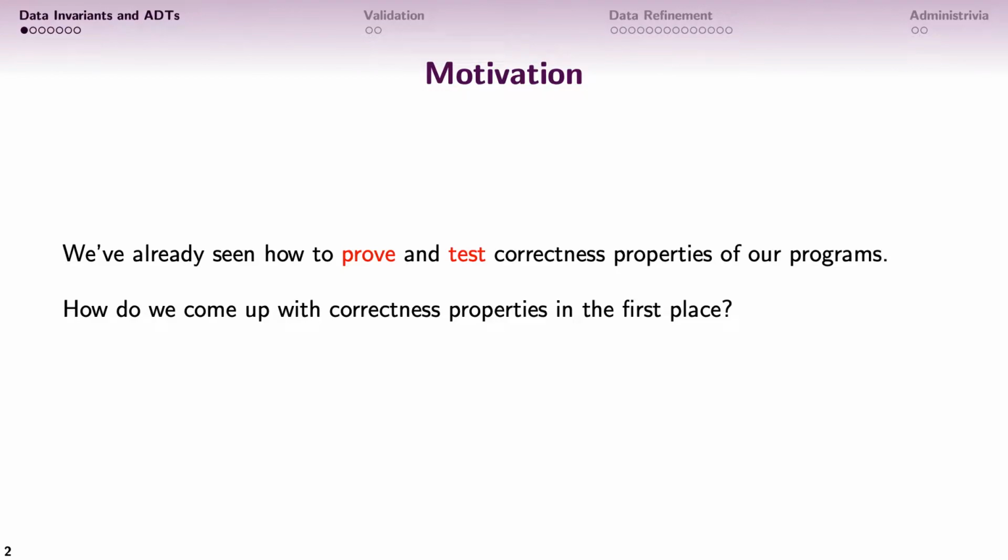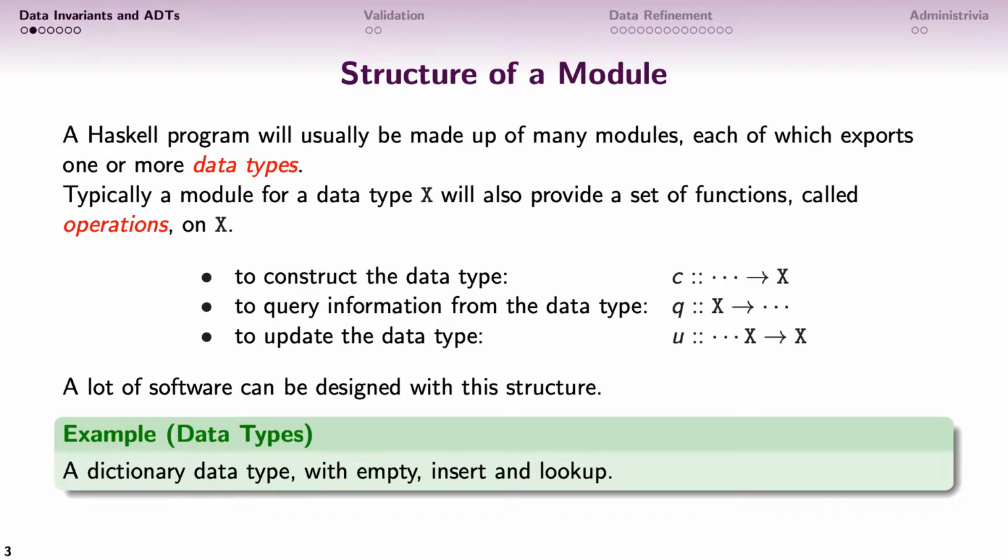So firstly, we need to talk a little bit about how we structure programs in Haskell and indeed in any other programming language. Typically, a Haskell program is made up of many modules, right? And a module exports some data types, some types that we define. And then, in addition to those types, we'll also have some functions, which we call operations, on those data types. There's a few different formats that this can take, but typically we'll have a function to construct a data type, which may or may not be the actual data constructor for the data type. We'll see examples where that is the case today, and we'll also see examples where it's not.